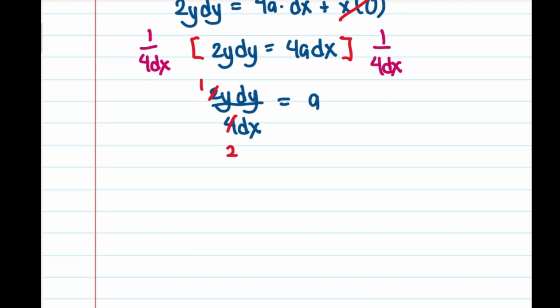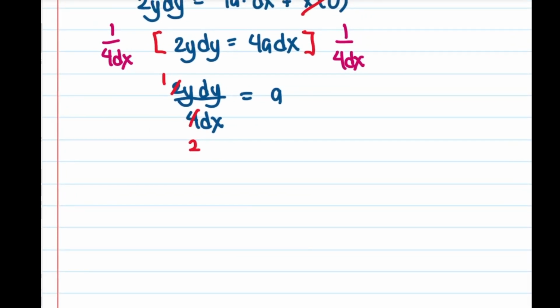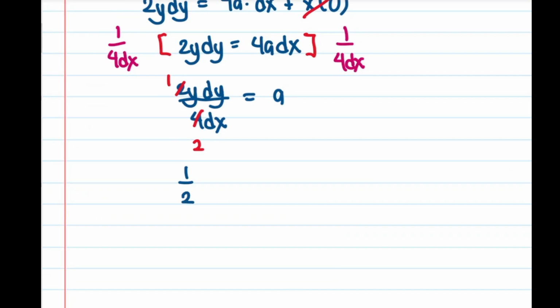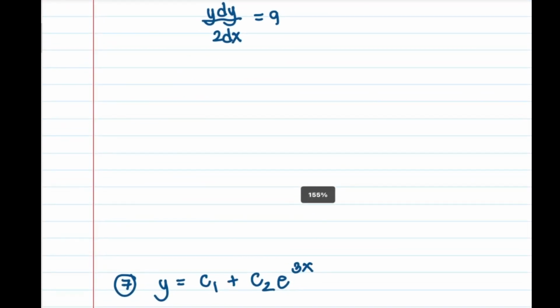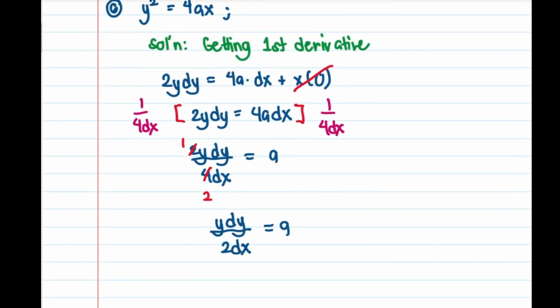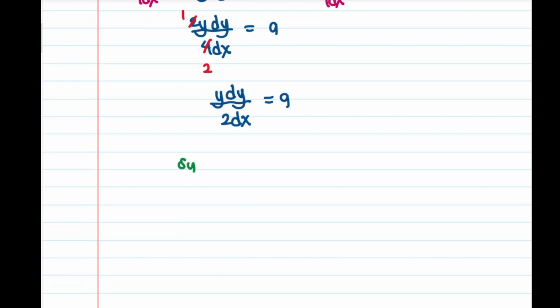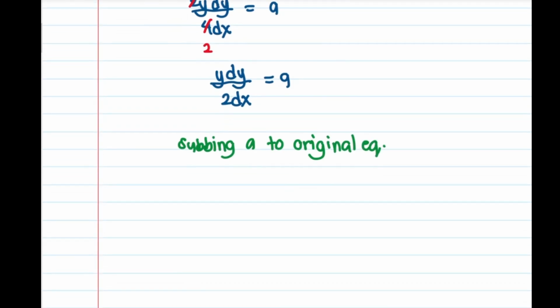So therefore, the equation will be 1 half dy, wait, let me rewrite, y dy over 2 dx is equivalent to a. So let's substitute, substituting a to the original equation. So substituting a to the original equation, what is the original equation?